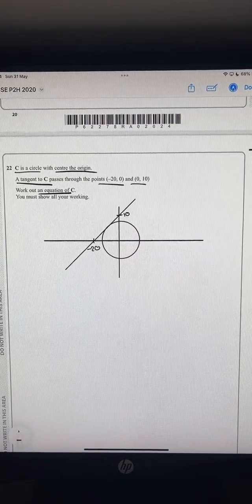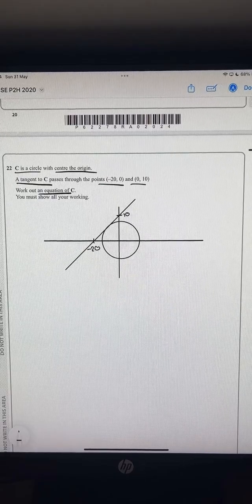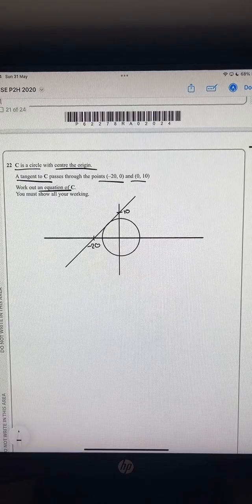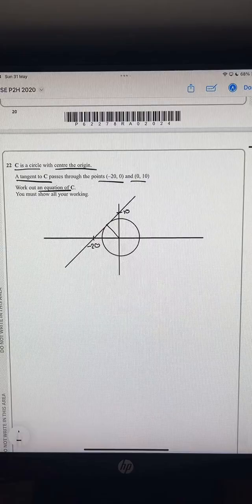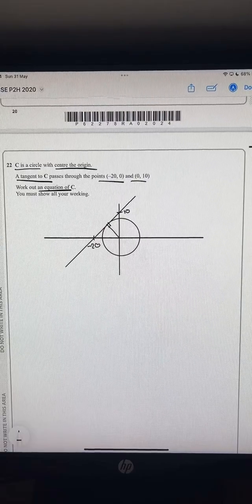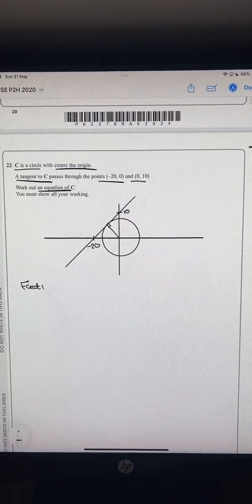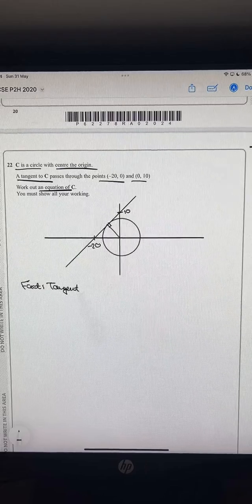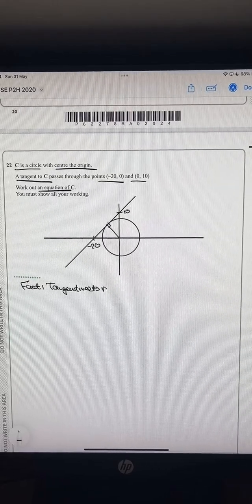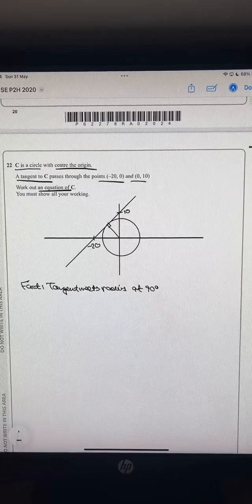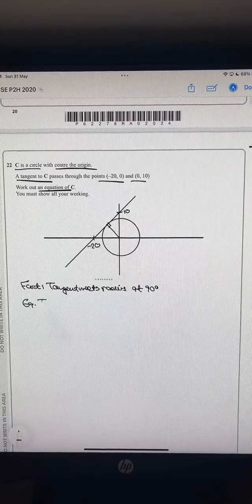So what I can do is find the equation of the tangent, and the rule you need to know of a tangent is that the tangent meets the circle at a right angle to the radius, because that's my radius, and I know that that is 90 degrees. That is the one rule you should know. So that is your fact. I'm just going to write that down.